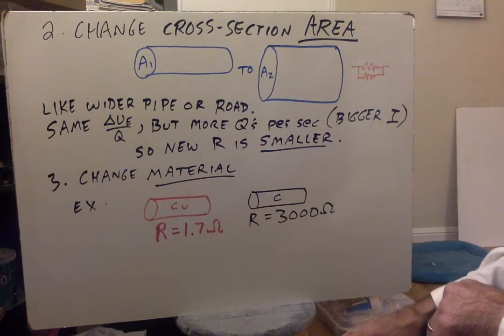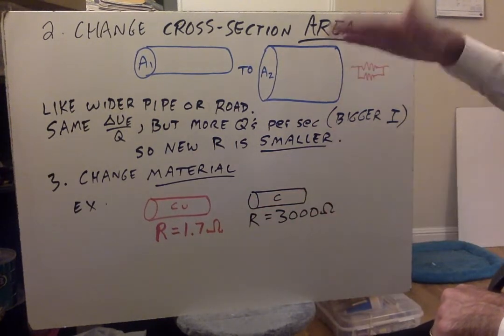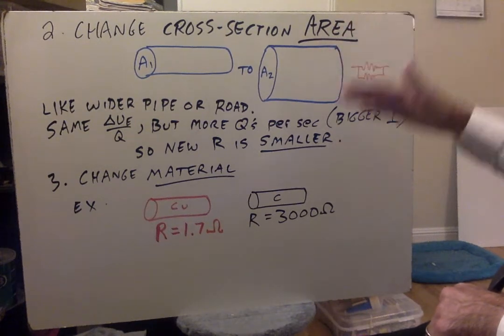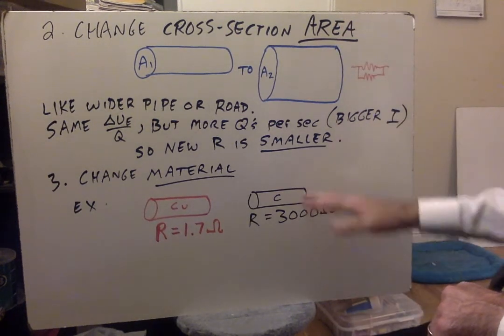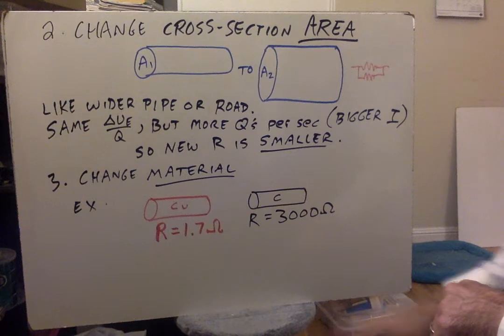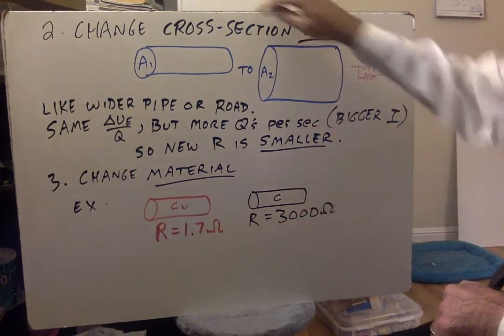Carbon is not a true metal. Carbon is in that boundary area between metals and nonmetals, and it does not act like a true metal, but it's also not what we would call an insulator. So you can see a drastic difference when you change the material.